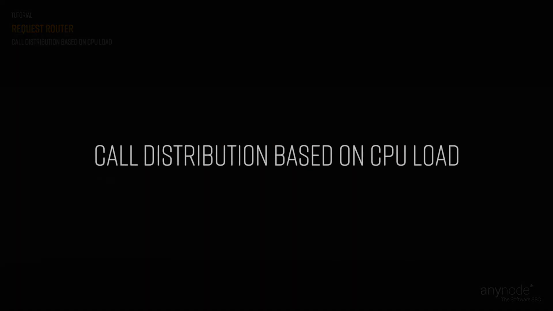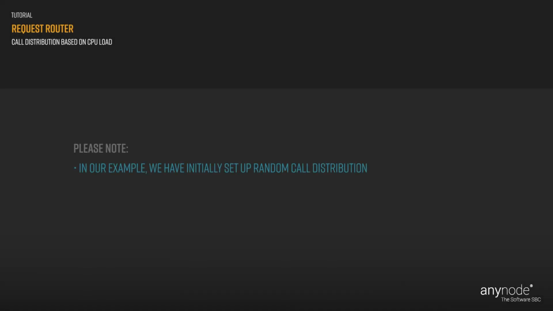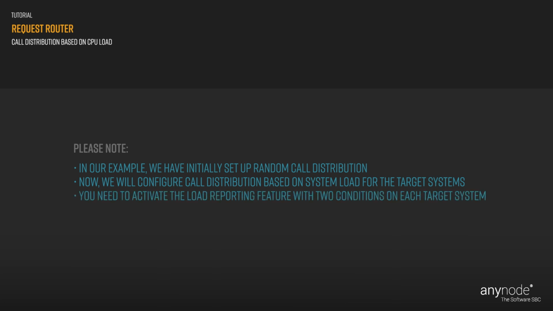Call distribution based on CPU load with load reporting. In our example, we have initially set up random call distribution. Now, we will configure call distribution based on system load for the 2 anynode target systems. To ensure that the target systems can correctly report load in options packets to the request router, you need to activate the load reporting feature with 2 conditions on each anynode target system after completing the configuration.